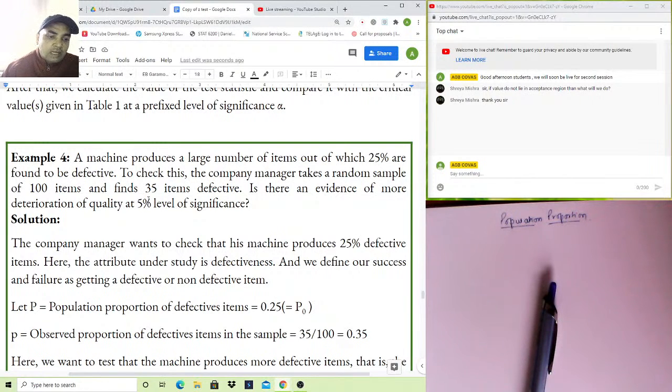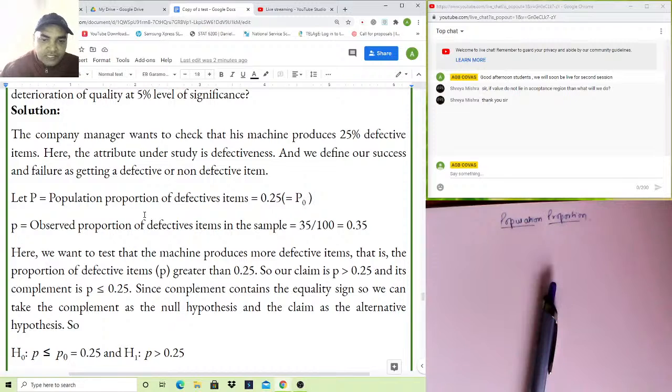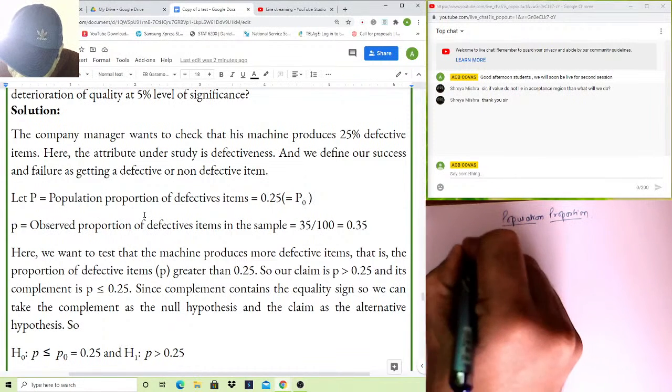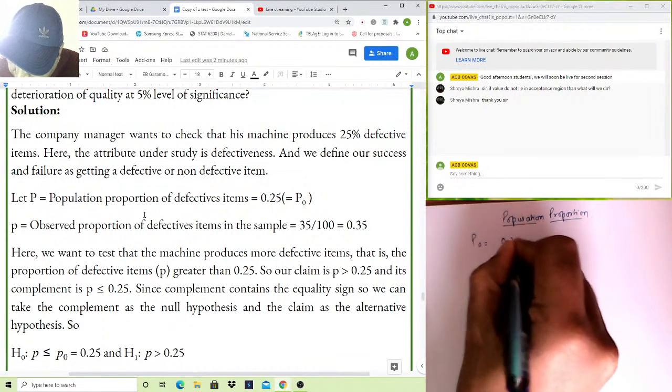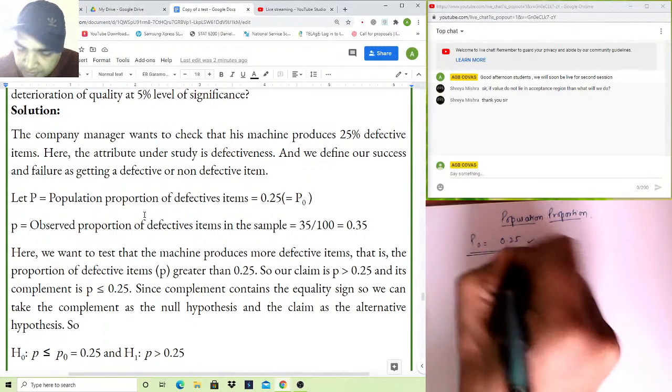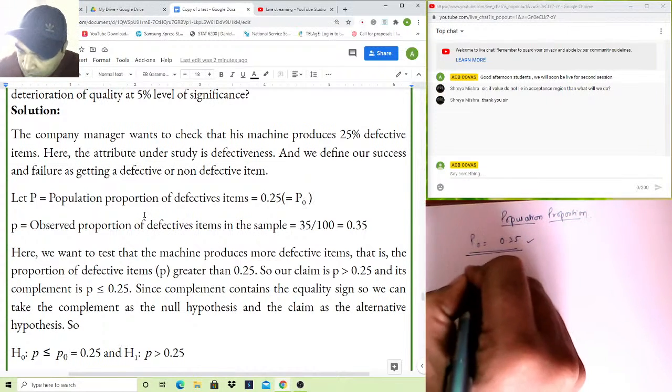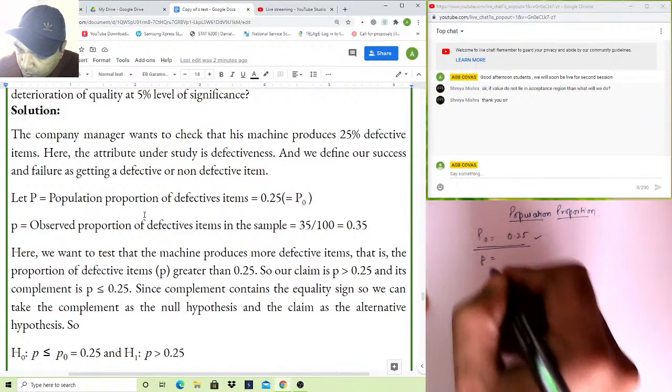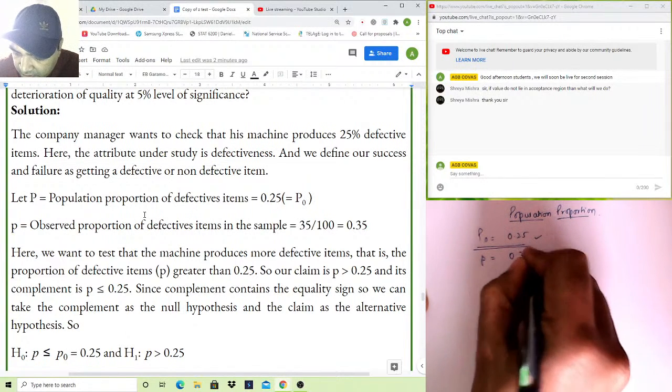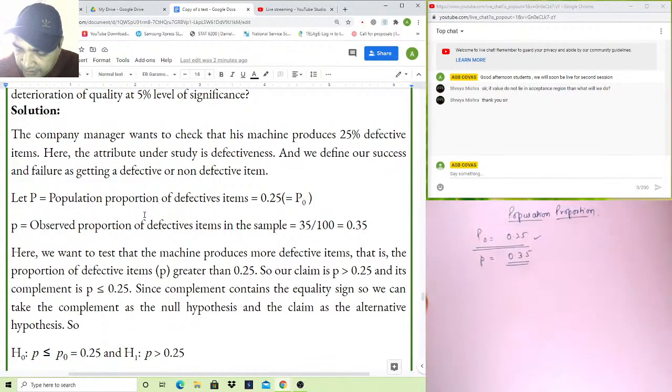So the company manager wants to check that his machine produces 25% defective items. Here the attribute under study is defectiveness, and we define success and failure as getting a defective or a non-defective item. So our population proportion, capital P naught, is equal to 0.25 for defective items, whereas our observed or sample proportion is equal to 0.35, that is, 35 out of 100.